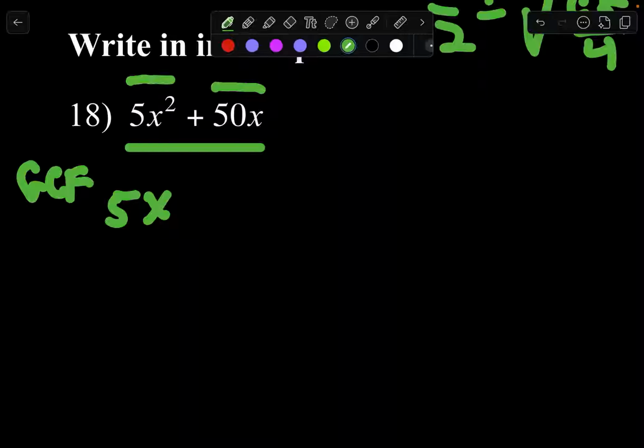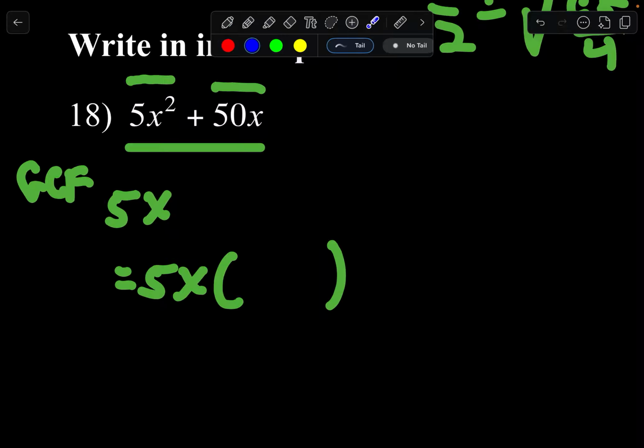Okay? Because 5 goes into 50 and x goes into x squared and x. So what we're going to do is pull a 5x out and then backfill the parentheses. What do you have to multiply 5x by to give us 5x squared? That will be x. What do you have to multiply 5x by to give us 50x? That would be 10.